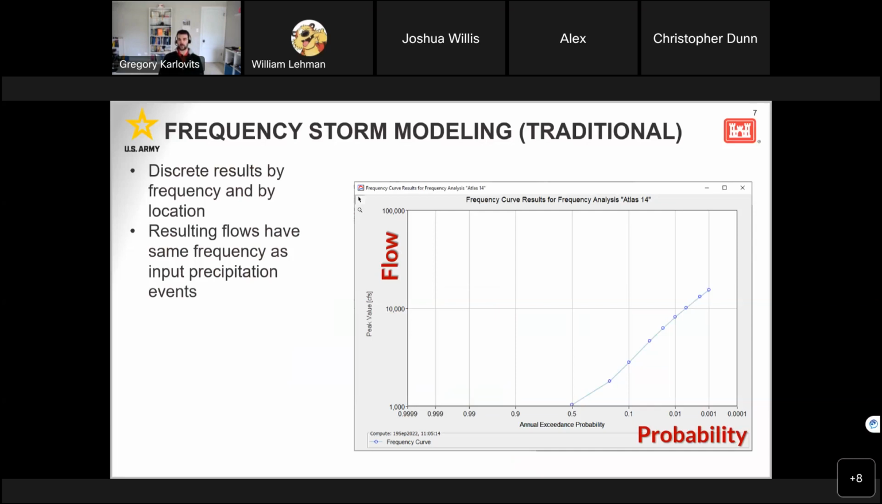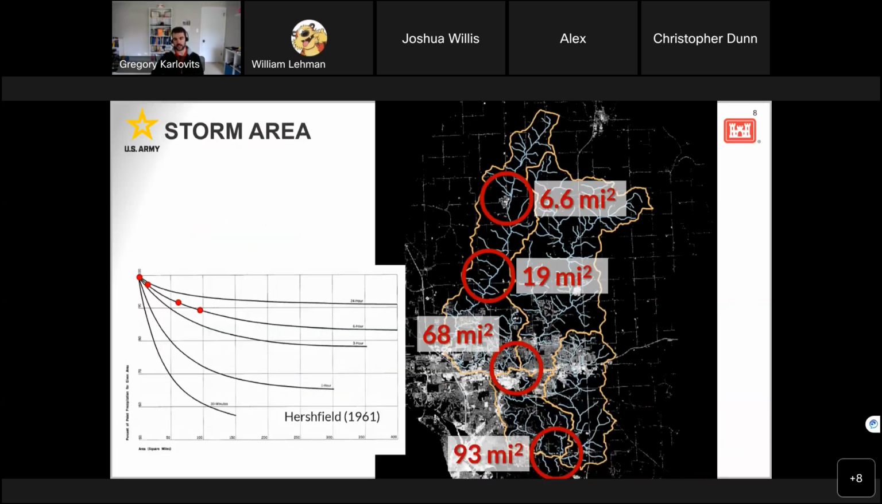And that's not always the best way to portray the risk accurately, especially when you're trying to do this modeling for an entire watershed at a time.